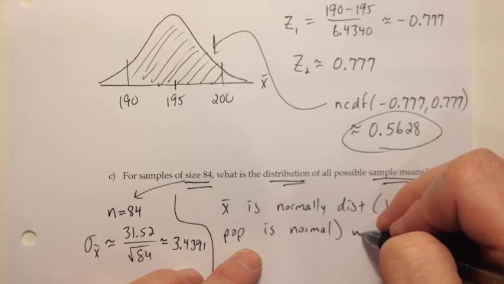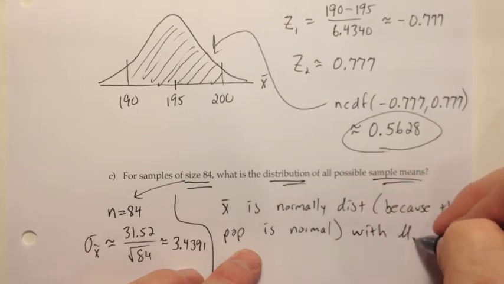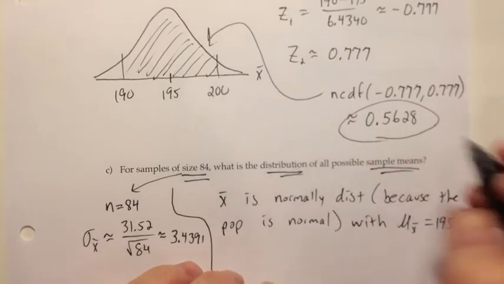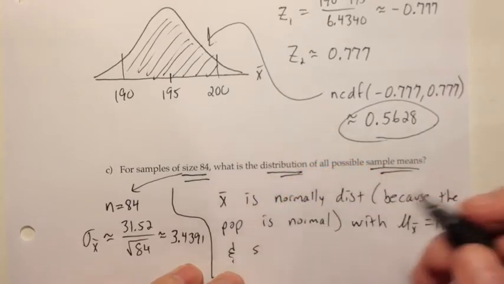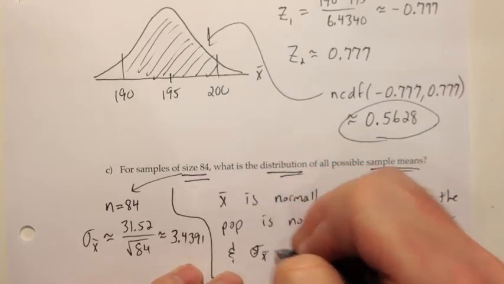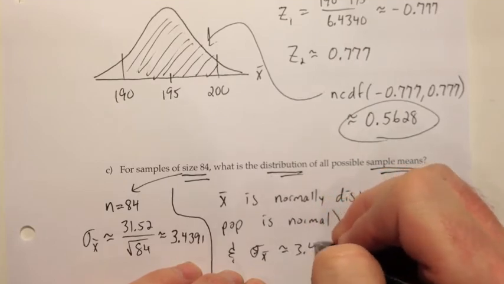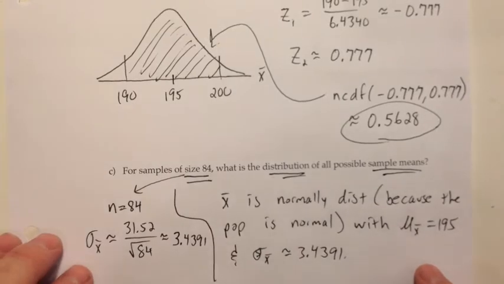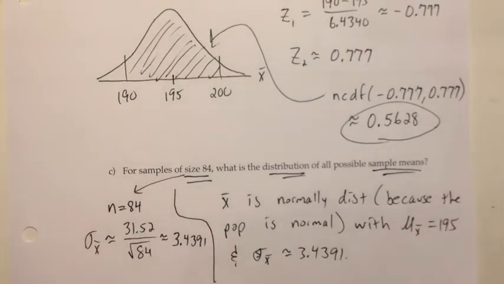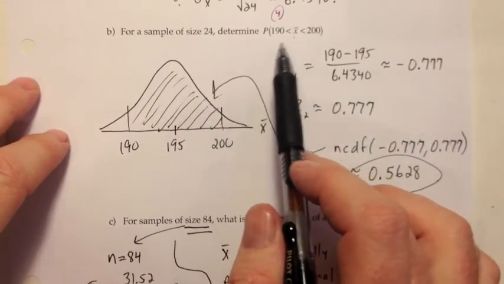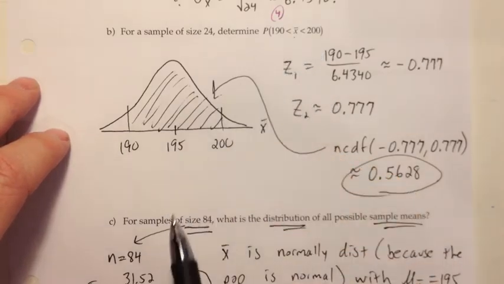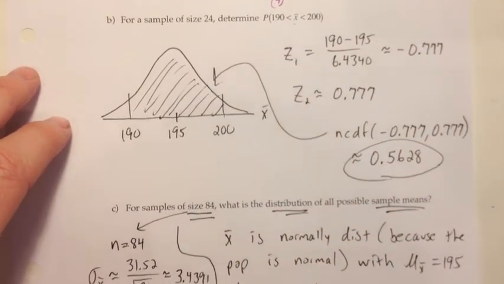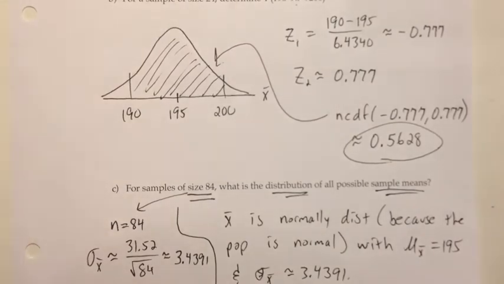But now when I give the details, the mean of the x bars is still the same, 195, but the standard deviation of the x bars, sigma x bar, is approximately 3.4391. So when you change the sample size here, since the population still remains normal, x bar is still normal, but we get a different standard deviation. And what we want to do is turn the page and see how that affects our probability of landing in this zone where we would get paid because we're within an acceptable distance of the right answer. So we'll look at that on the next page.